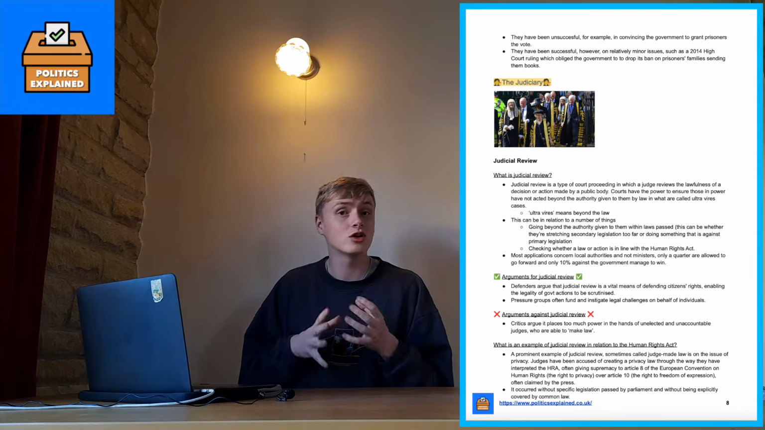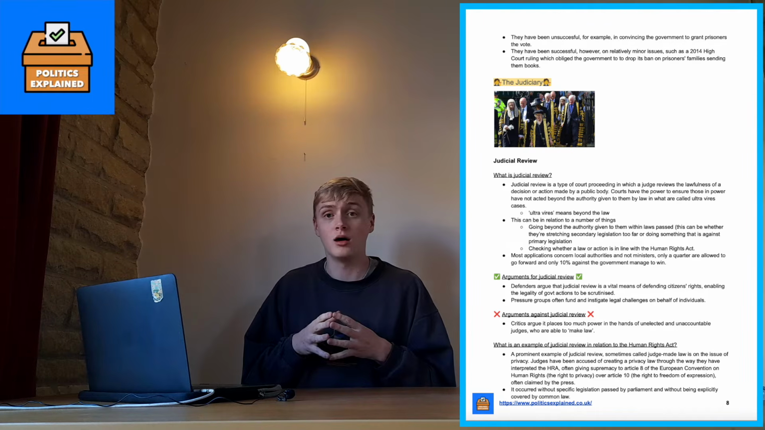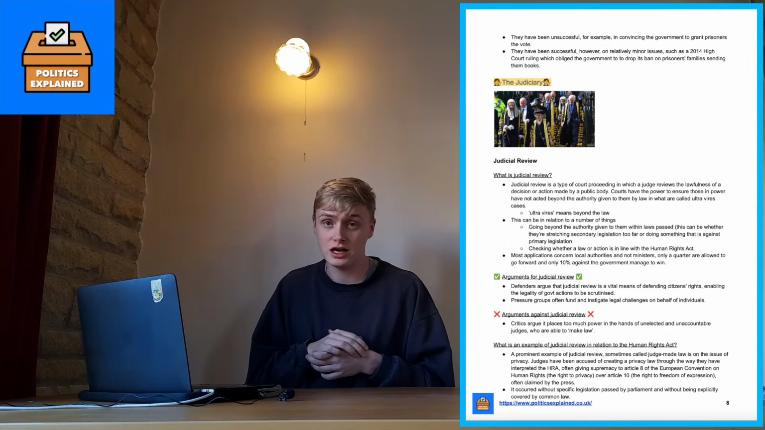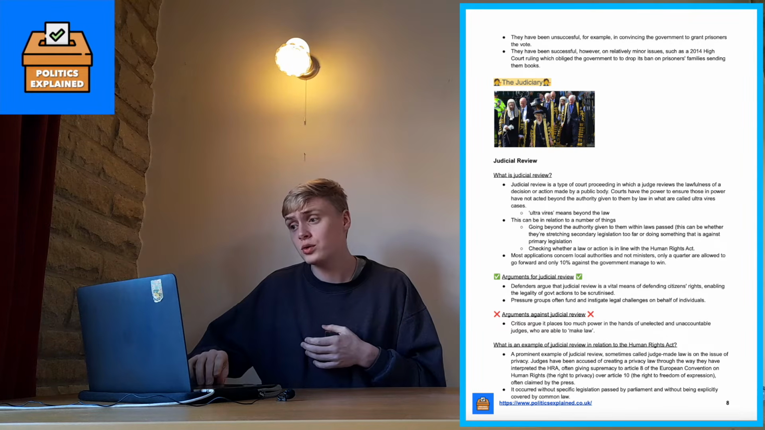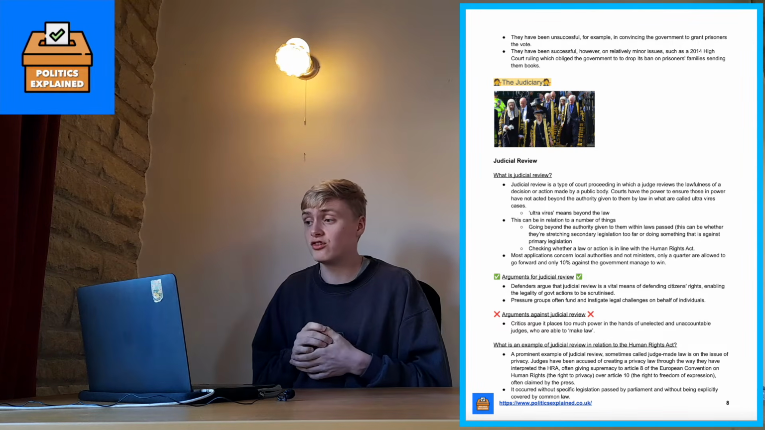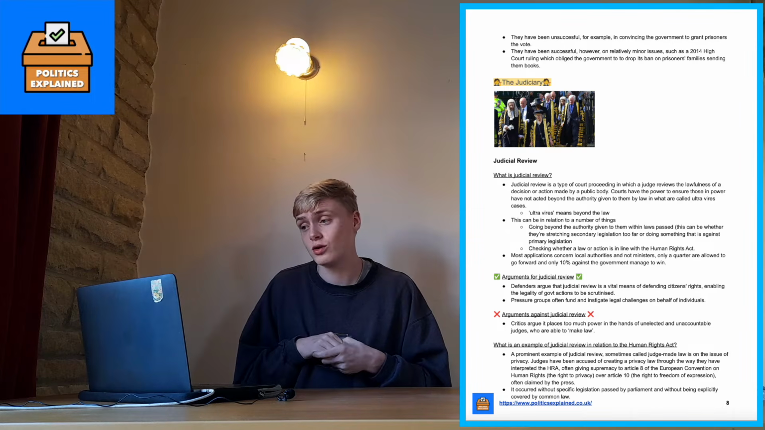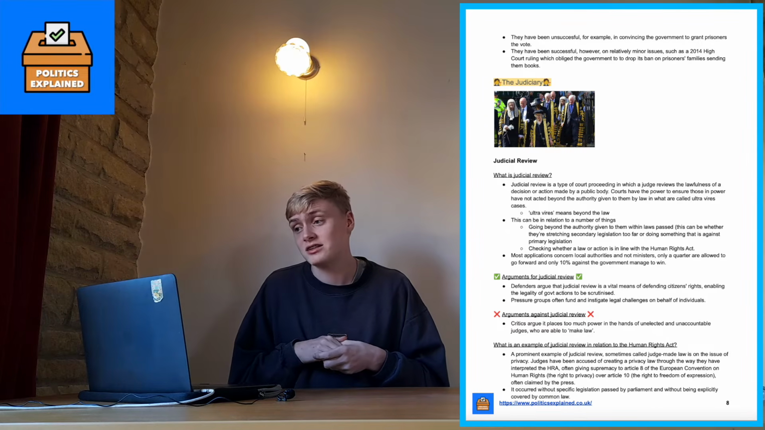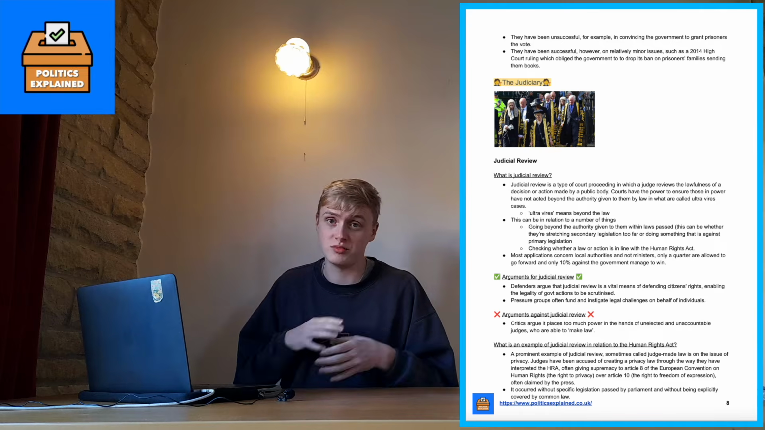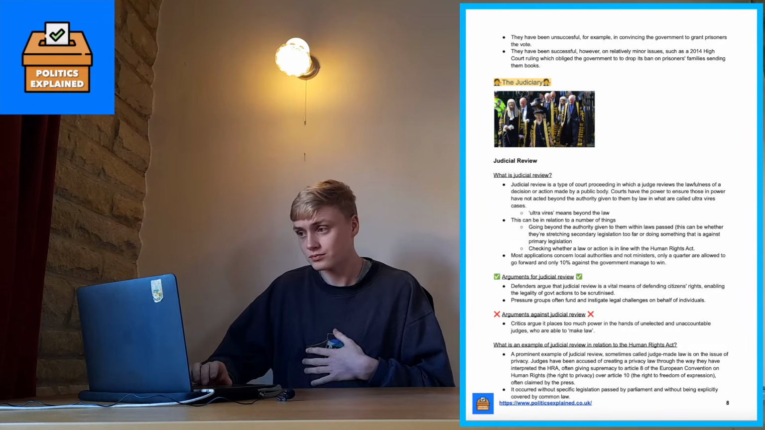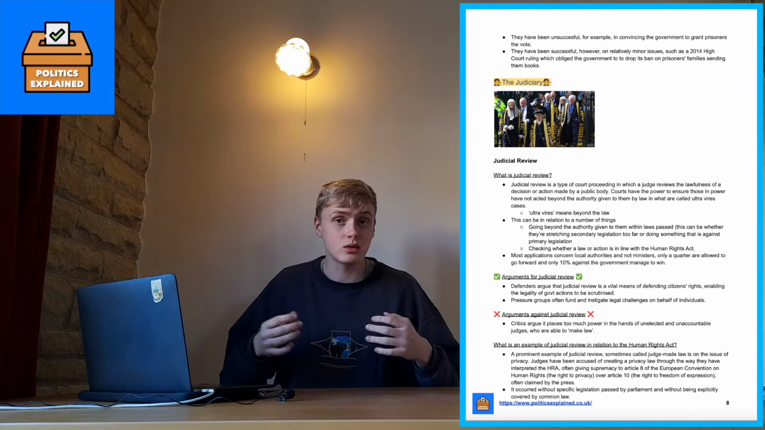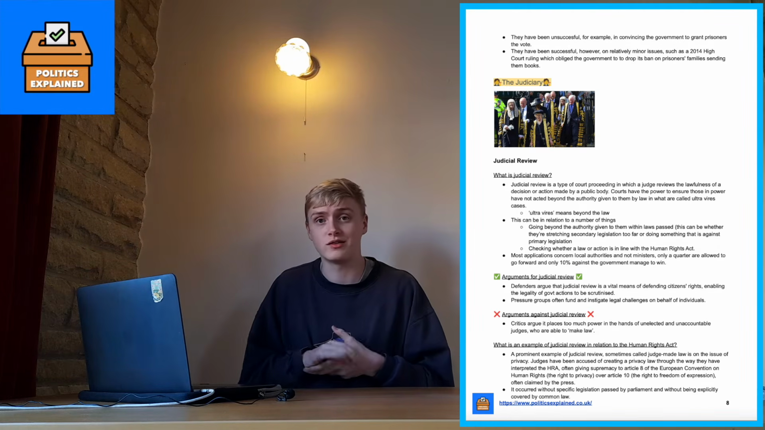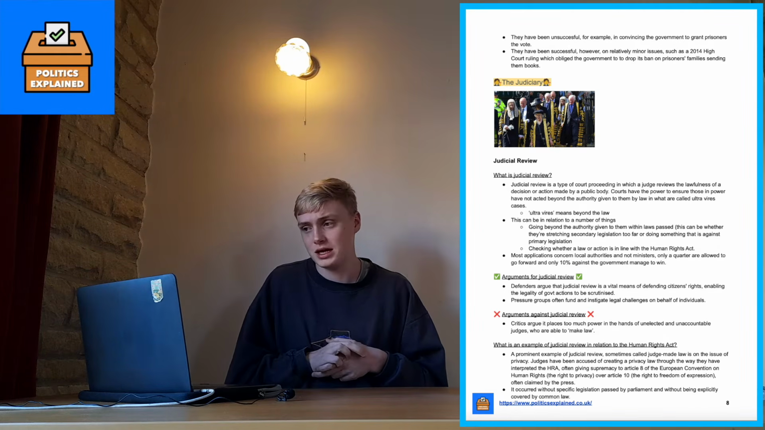The next group I'm going to look at in terms of protecting rights of citizens in the UK is the judiciary. So that's first with judicial review. So what is judicial review? Judicial review is a type of court proceeding in which a judge reviews the lawfulness of a decision or action made by a public body and can declare it ultra vires, which means beyond the law, so against the law. And you're going to go into this in a lot more detail in the Supreme Court topic, of which I'll also have a video on, hopefully before the exams this year.